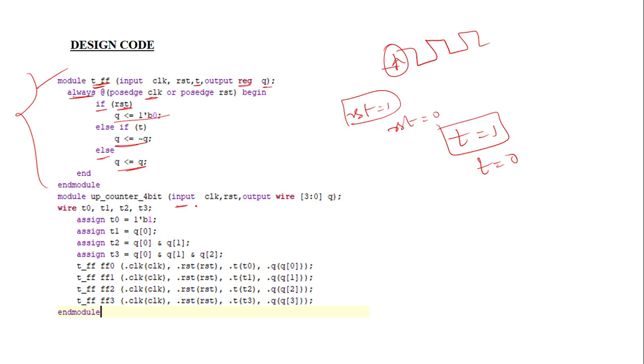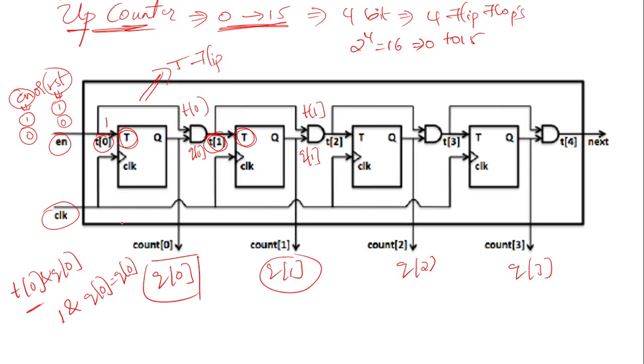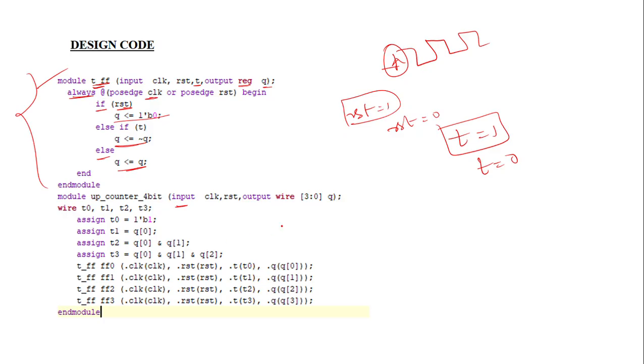So what are the inputs for the up counter? Again you can see clock, reset and the 4 outputs. In the code I take reset, clock and 4 outputs. How do you write 4 outputs in vector form? You write 3 down to 0. If you write it like this, Q of 0, Q of 1, Q of 2, Q of 3, we are going to get the 4 bits.